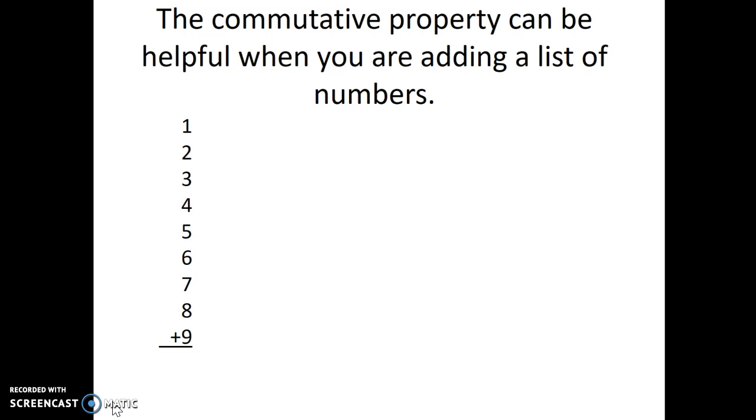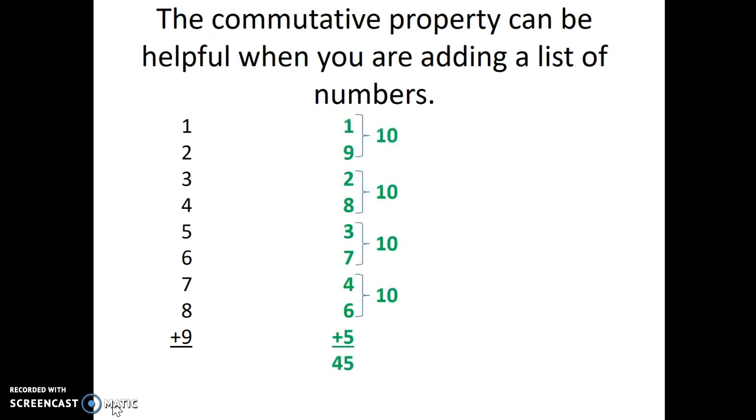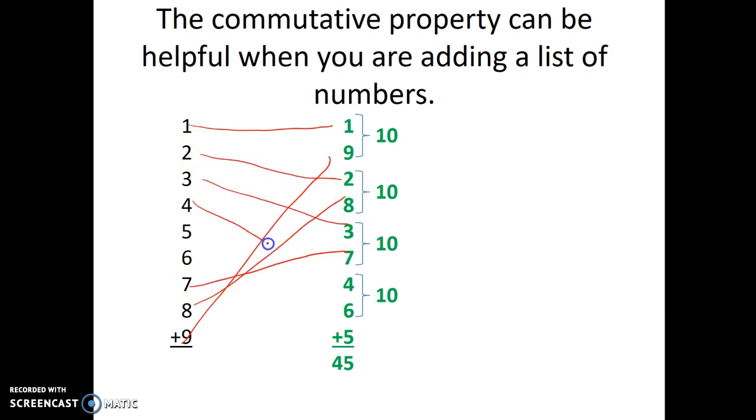The commutative property is really helpful if you're trying to add large lists of numbers. What you're going to want to do is notice all the ways that you can make 10. So instead of adding 1 plus 2 plus 3 plus 4 all the way down, I can rearrange these numbers to put 1 and 9 together because that makes 10. So does 2 and 8. 3 and 7 make 10. 4 and 6 make 10. So right now I've got 10, 20, 30, 40, plus this other 5, 45. I've added that very quickly just by rearranging the numbers to make 10.